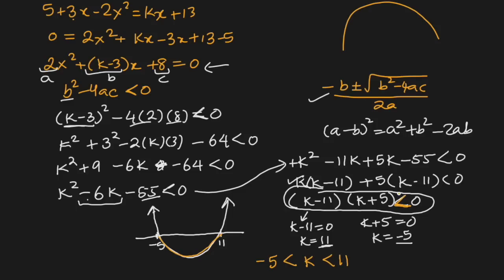Is there an equal sign here? No. For an equal sign, we will have a solution. So we don't want a solution. So k has to be between minus 5 and 11.